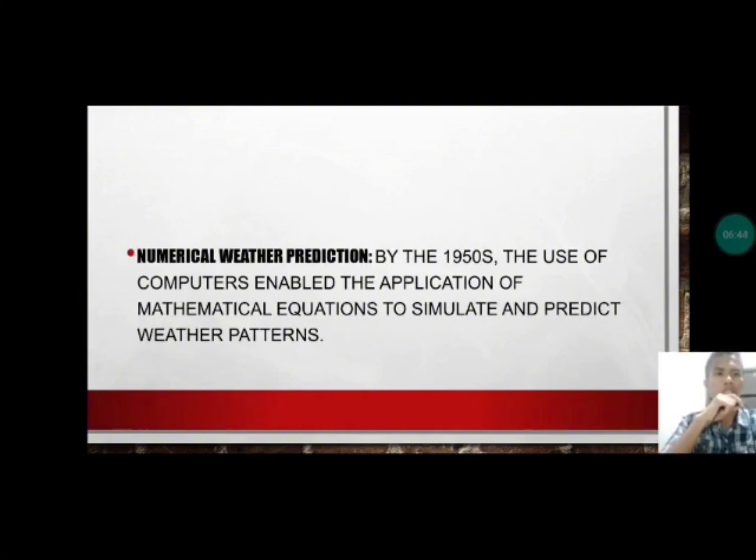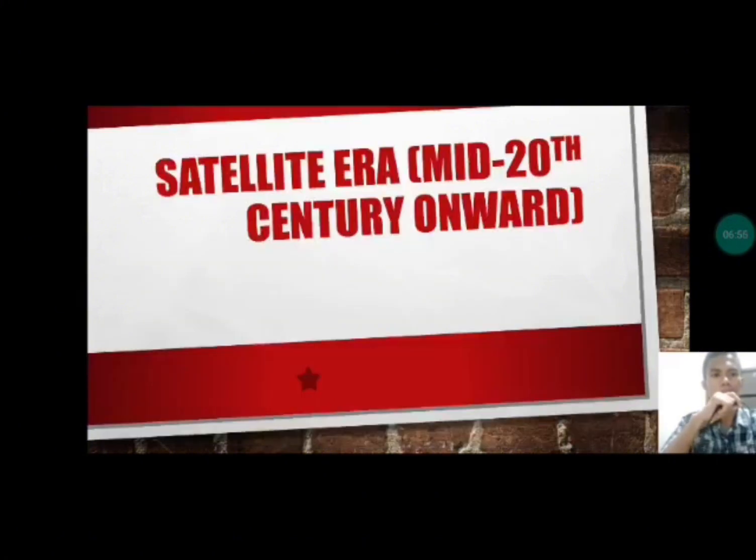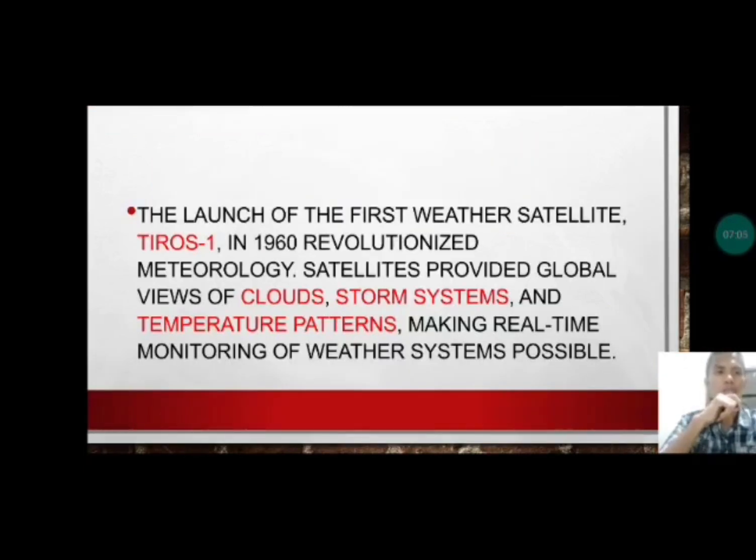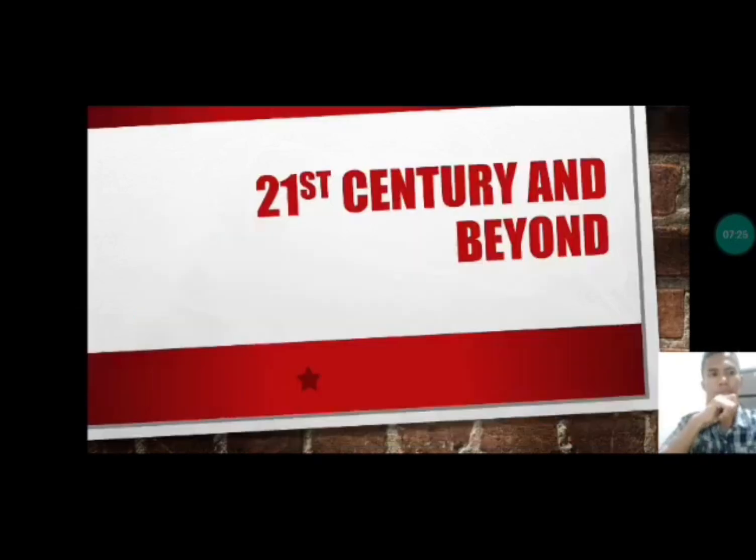Numerical weather prediction. By the 1950s, the use of computers enabled the application of mathematical equations to simulate and predict weather patterns. The satellite era, the mid-20th century onward. The launch of the first weather satellite, TIROS-1, in 1960 revolutionized meteorology. Satellites provide global views of clouds, storm systems, and temperature patterns, making real-time monitoring of weather systems possible.